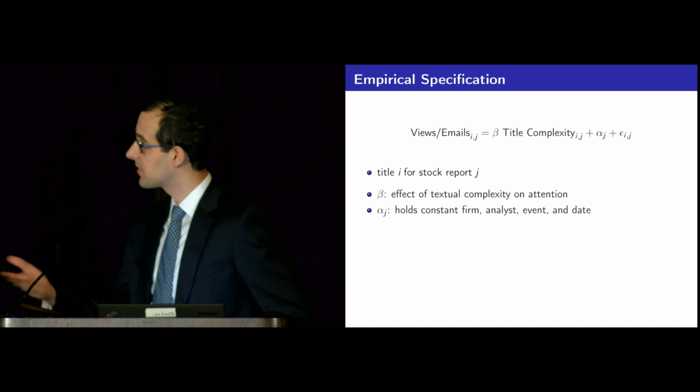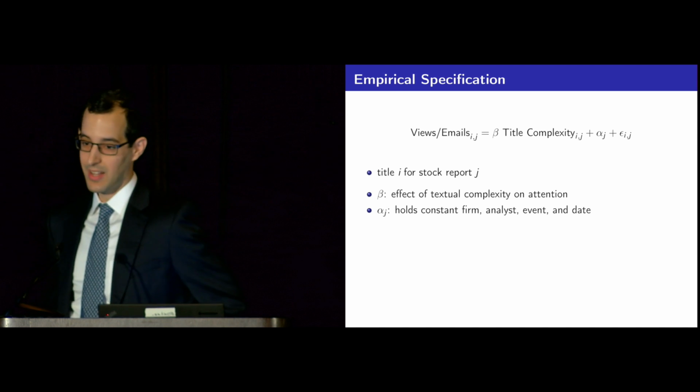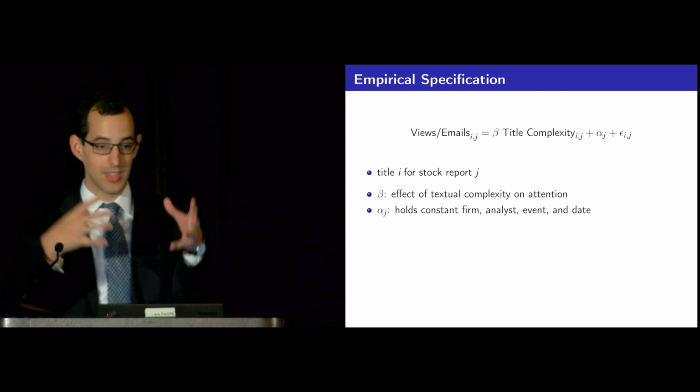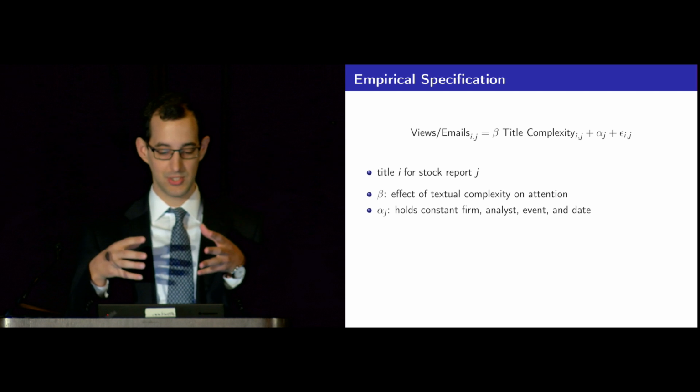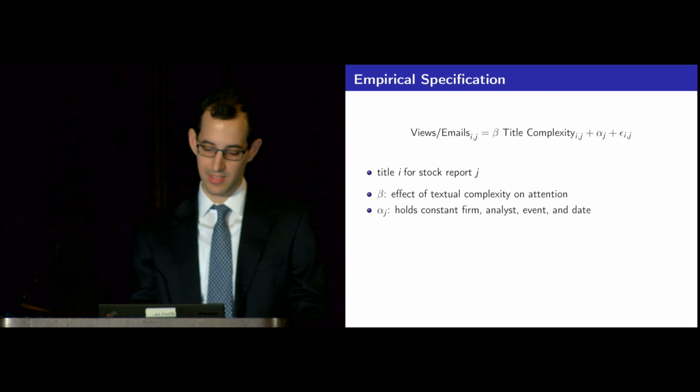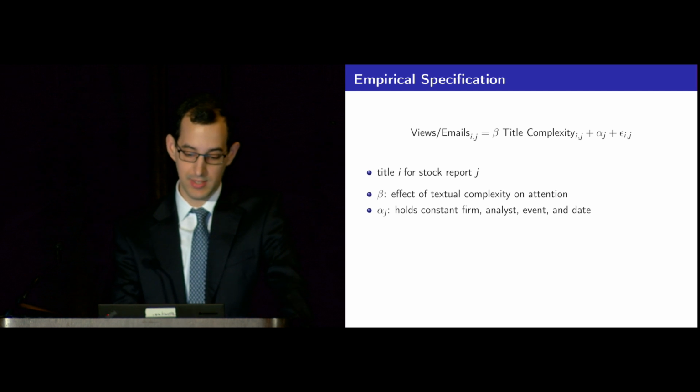And then I'm going to regress something simple: the attention that title received, regressed on the length of that title. But this is, again, within a stock report, so I have this fixed effect, alpha j, which means I compare within the report these variations in length and attention, which is unique to this setting.